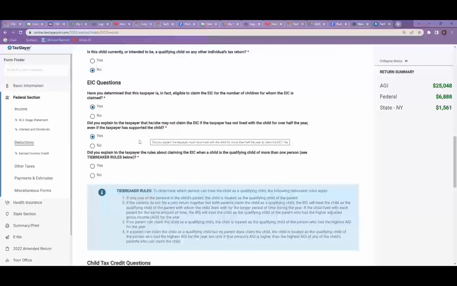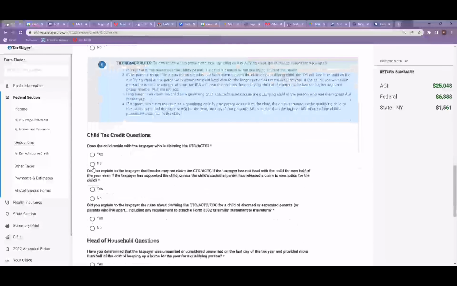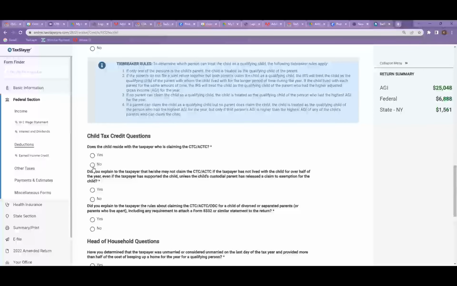It's not happening here, but you explained it if necessary. The answer is yes. We talked about the tiebreaker rules last week. It's summarized there, as you can see. Child tax credit questions. It might happen here.